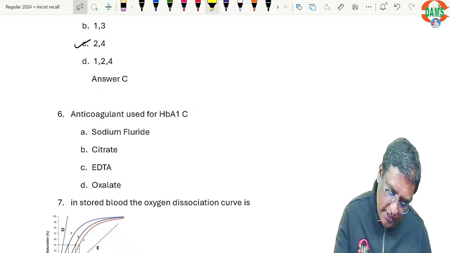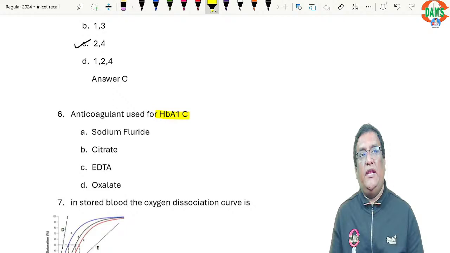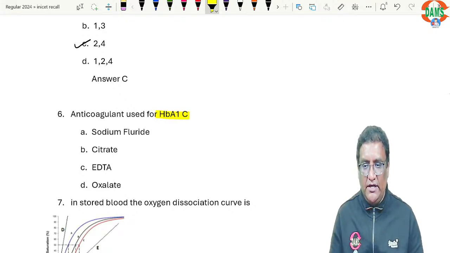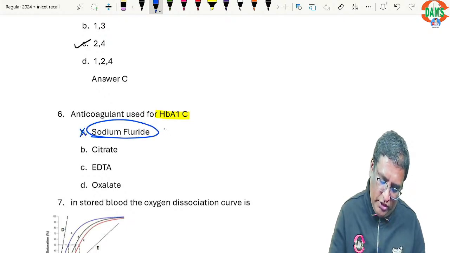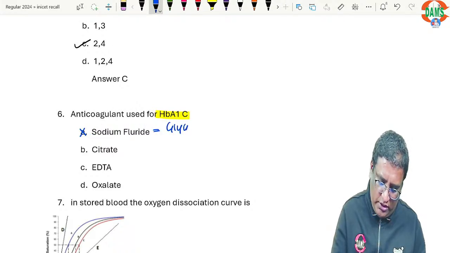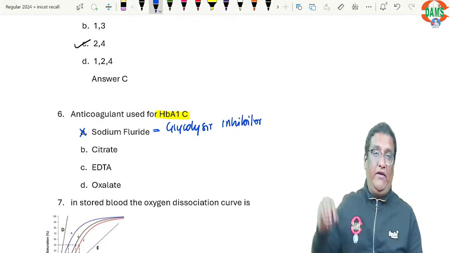Anticoagulant used for HbA1c: sodium fluoride, citrate, oxalate, EDTA was given, right? So these were the options that were given. Answer is not sodium fluoride. Anyway, sodium fluoride is not an anticoagulant. Remember, what is the role of sodium fluoride? It is a glycolysis inhibitor.